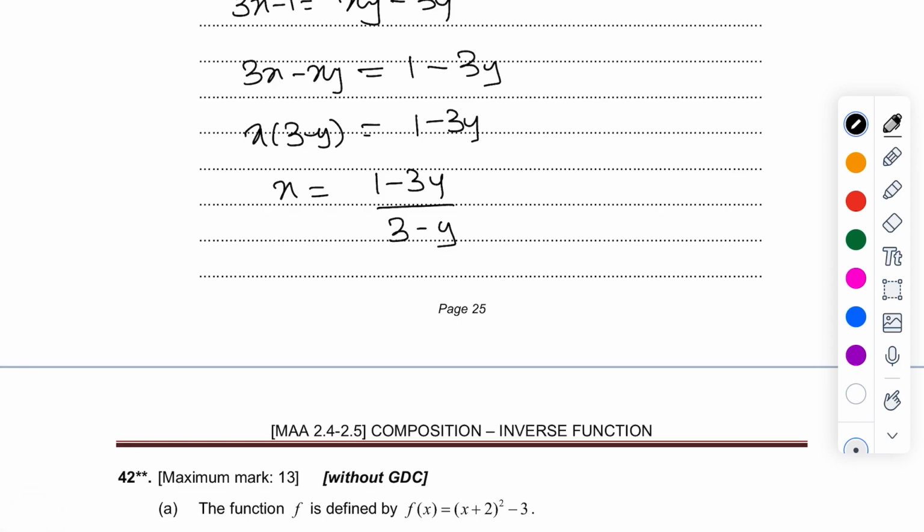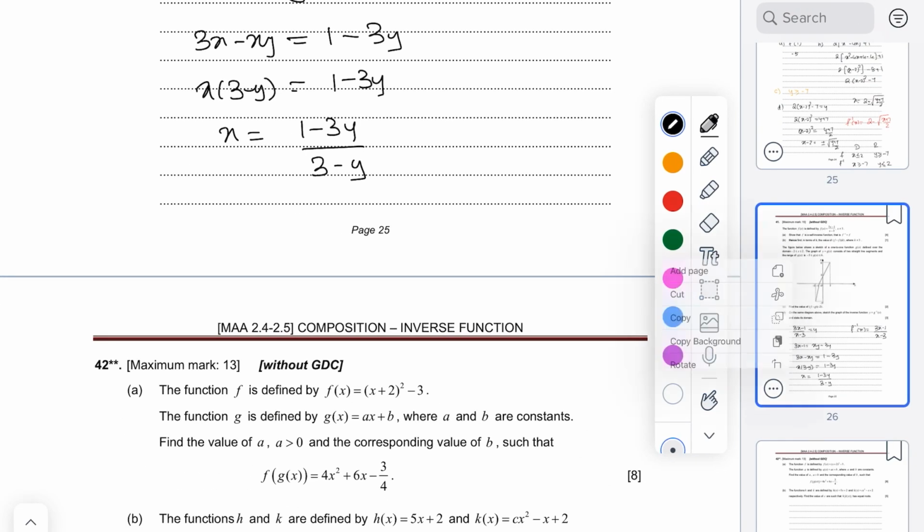So I quickly add a page over there. f circle f of k. So we know that f and f inverse are the same.